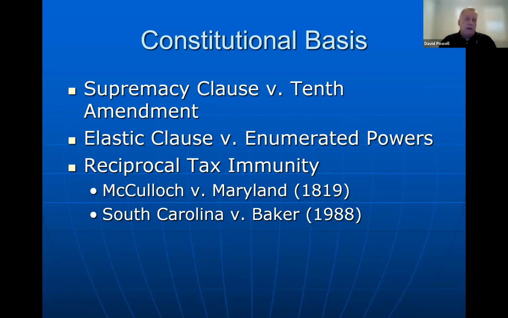So at the Constitutional Convention, you had the Federalists, people like James Madison. Alexander Hamilton was another Federalist. The Federalists believed in creating a stronger national government. They wanted to get rid of the Articles of Confederation and create a constitution that created a strong national government.